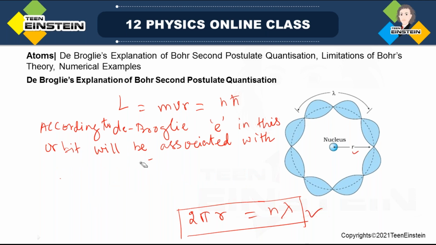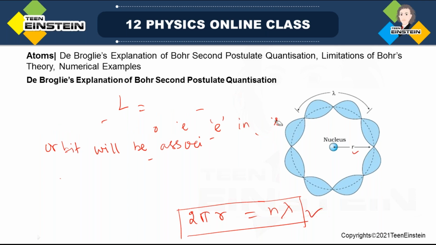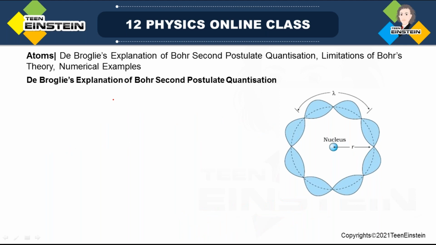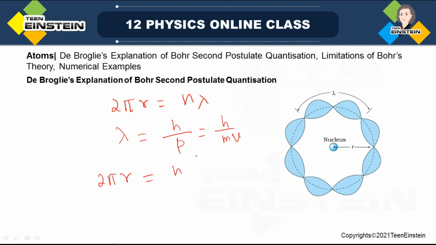So this is the condition for this particular orbit to be a stationary state. Now, let me clean everything. I'll write this condition: 2πr = nλ. This is the thing we know. Now look, by de Broglie's hypothesis we know λ = h/p, or h/mv. If we put it here, we'll get 2πr = nh/mv.